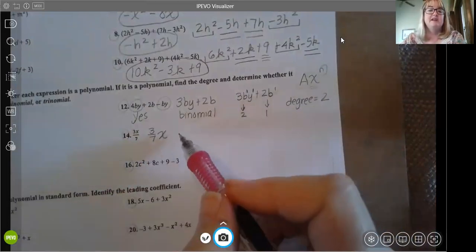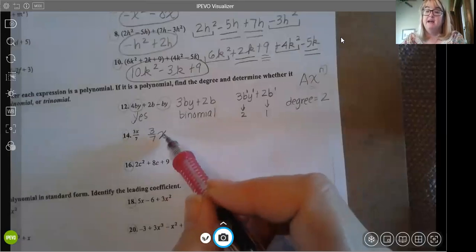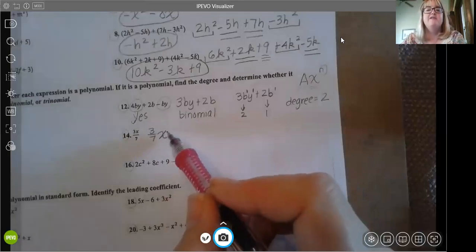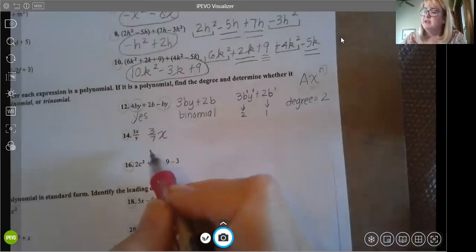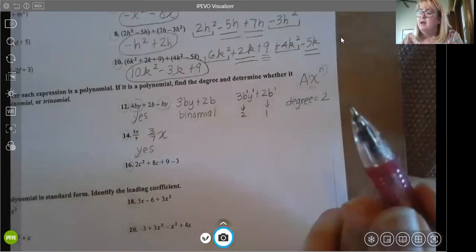Okay, so let's look at this. Is it a polynomial? Well, we've got a coefficient, we've got a variable, and we have an exponent, and the exponent in this one would be 1. It's not written, but there is an exponent. So yes, it is a polynomial.